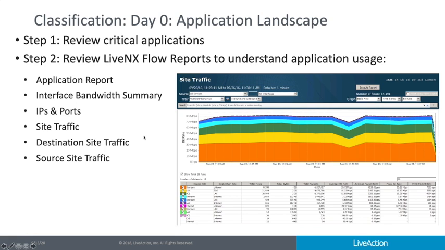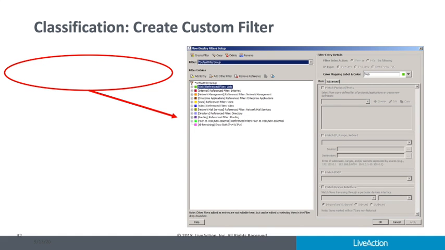Some of these reports that a lot of customers leverage are application reports, interface bandwidth summary, IPs and ports, site traffic, destination site traffic, and then the source site traffic. The filters are also very useful, because one of the hardest things about QoS is being able to identify the traffic that you're interested in, and these filters can help you get to the traffic.